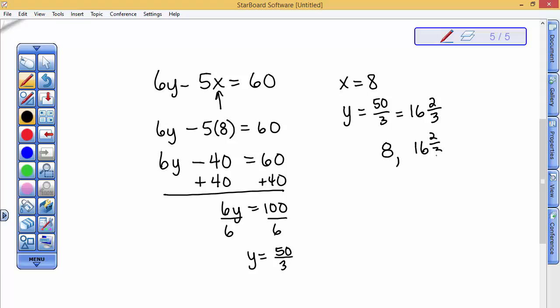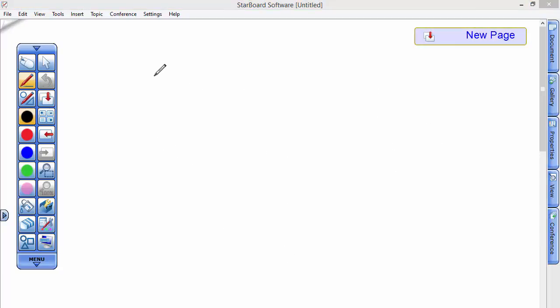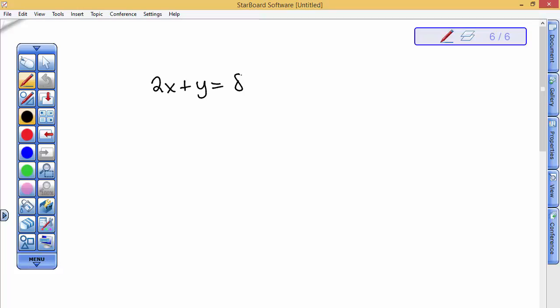Next, say I had a system of equations: 2x plus y equals 8, and 3x minus y equals -13. And I want to know if x can be -1 and y can be 10, or in other words, does this ordered pair check in the system?